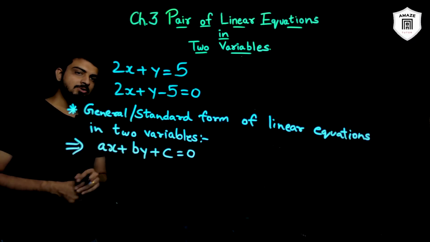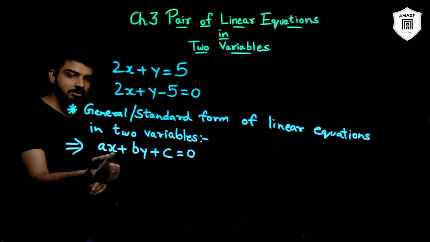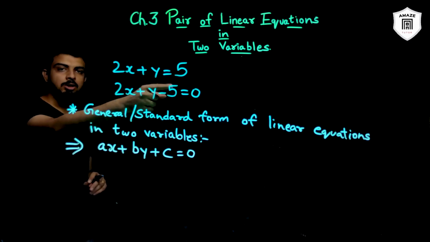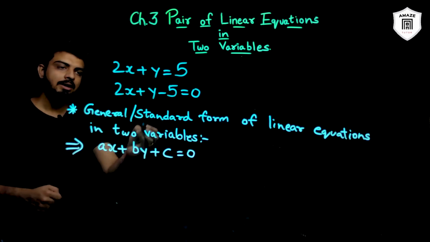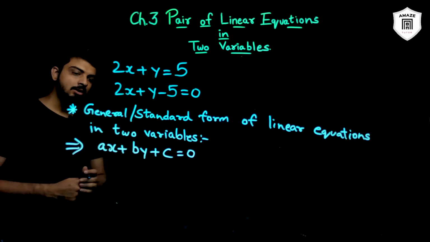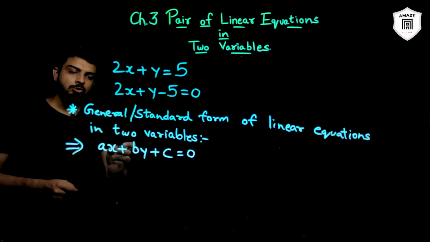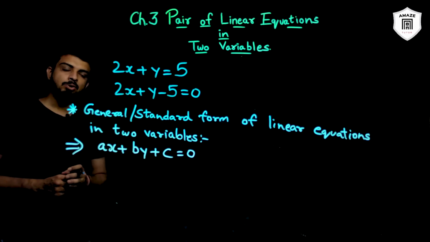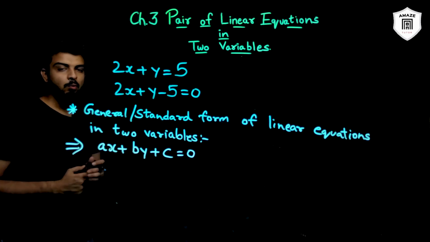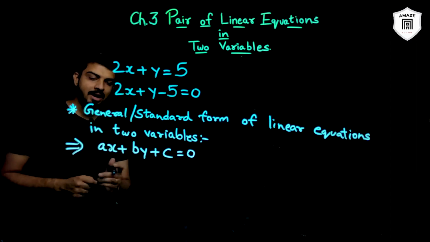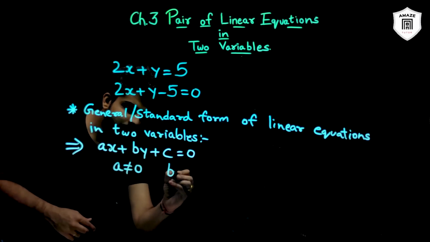So here, as you can compare this to form where a is nothing but the coefficient of x, which is 2 here for this equation, b is nothing but the coefficient of y, which is 1 here, right? Because nothing is there, so plus 1 I can consider, so b value is 1, and c is the constant, which is minus 5 here. So this is the general form of linear equation in two variables, right, where the two variables are x and y.